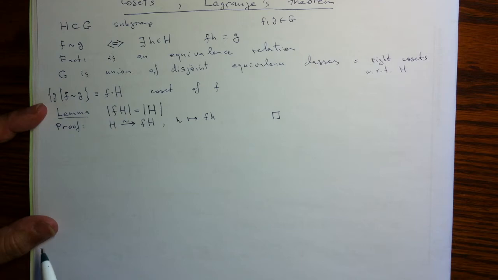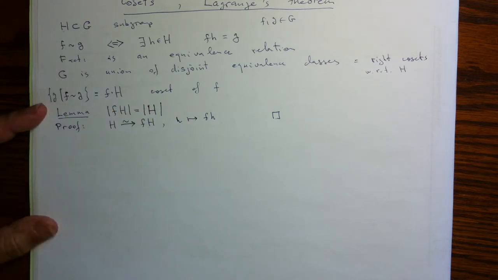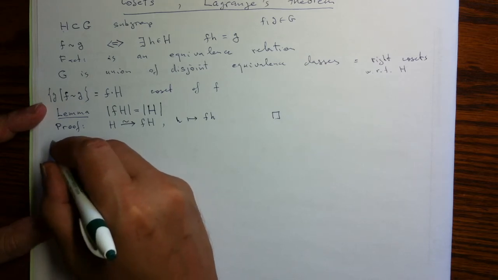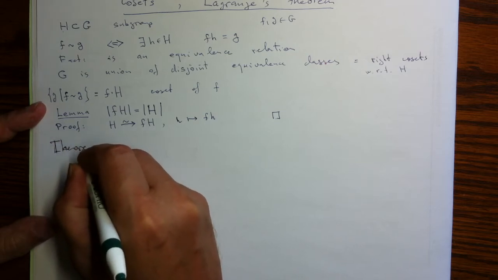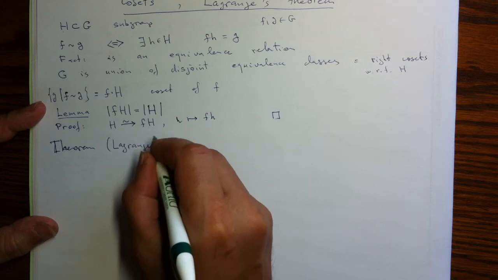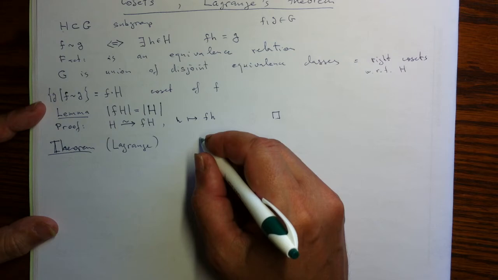So now we are ready to prove Lagrange's theorem, which really says that the number of elements in a subgroup will have to divide the number of elements in a group. The order of a subgroup divides the order of the group. So maybe just call it theorem and put Lagrange in brackets. And I will write it in a numerical, formulaic way.